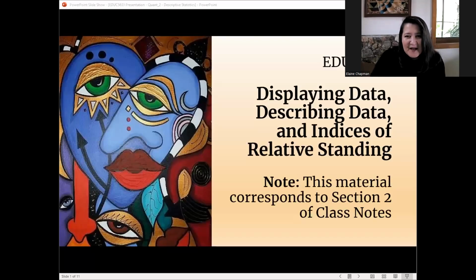Hi, everybody. This session is going to be focusing on how we can display data that we've collected, how we can describe those data, and how we can generate what we call indices of relative standing, which tell us about where particular score values stood in relation to other scores in the group. This material corresponds to section 2 of the class notes that I've given you.